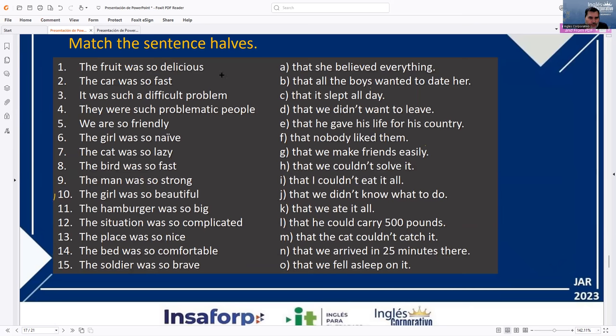The fruit was so delicious that we ate it all. The car was so fast that the police couldn't catch it.